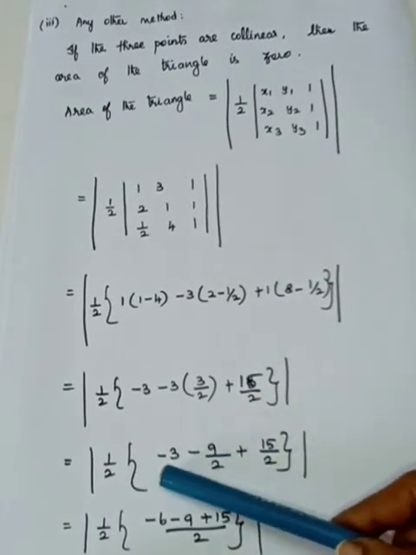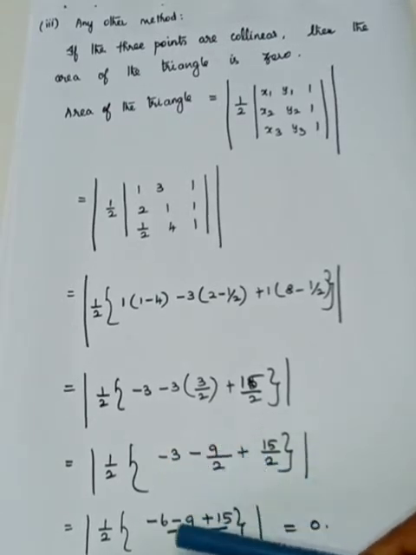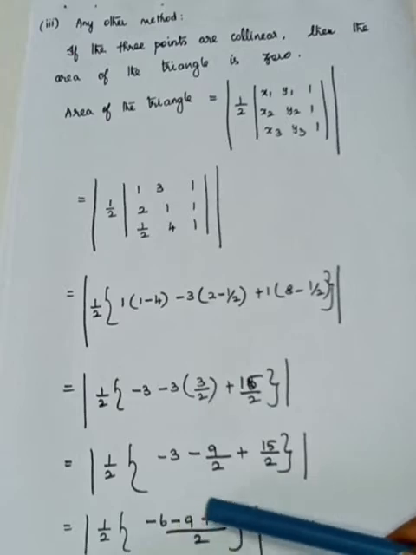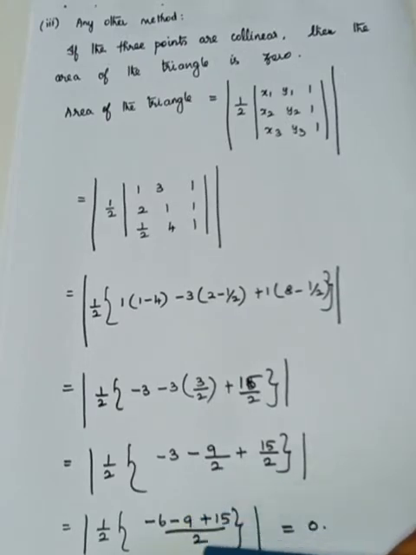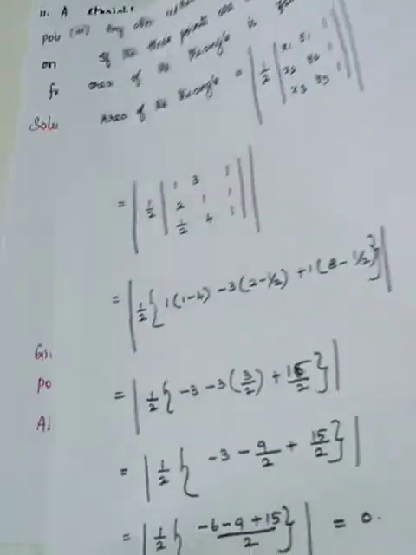If you take LCM here, minus 3 into 2 is minus 6. Minus 6 minus 9 is minus 15. Minus 15 plus 15 is 0. 0 by 2 is 0. So therefore the area of the triangle is 0. So therefore the 3 points are collinear.